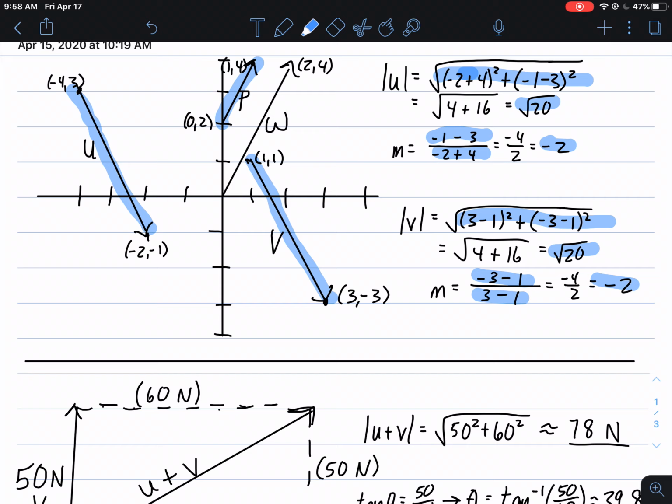Vector w had its initial point at the origin, (0, 0), and a terminal point at (2, 4). Now those two vectors, we're good enough with our drawing, we can visually inspect and see that those are not equivalent vectors.